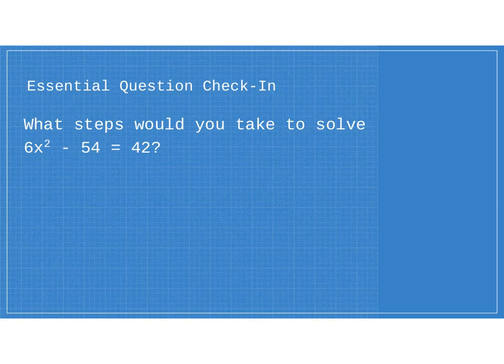And our essential question is, what steps would you take to solve the equation 6x squared minus 54 equals 42? So I want you to go ahead and you may have to work it out in order to solve it. Some of you may not, but I want written steps of how you would solve this, exactly, specifically what you would do. And we will share this out when we get back into class.